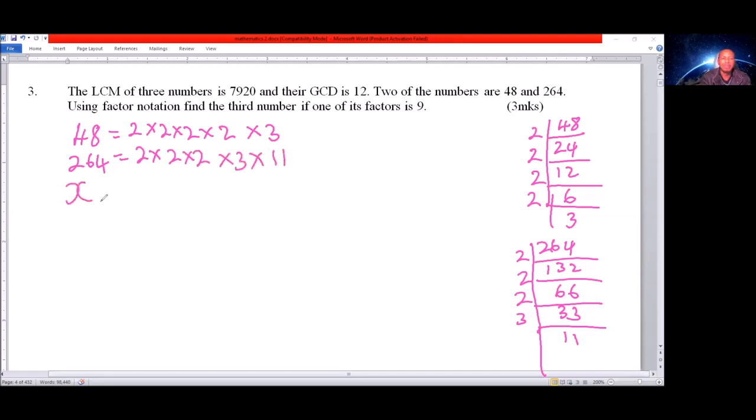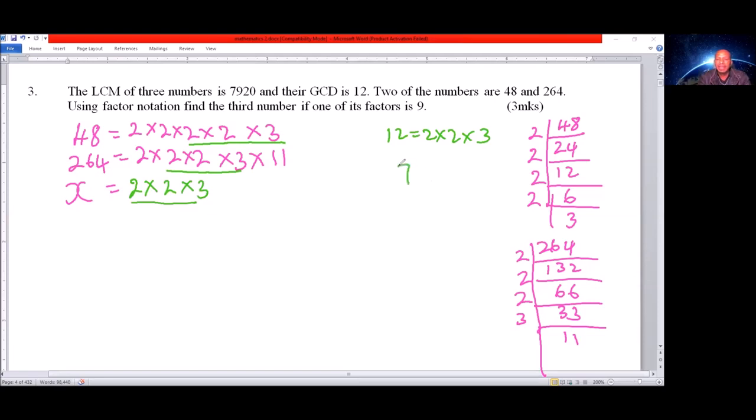Then let the other number be x. We have our GCD, and our GCD is 12. So what does that mean? For GCD, greatest common divisor, we get what is common. 12 is the same as 2 times 2 times 3. So it must be common there, and there, and in our third number. So here we must have 2 times 2 times 3, so that we have that GCD.